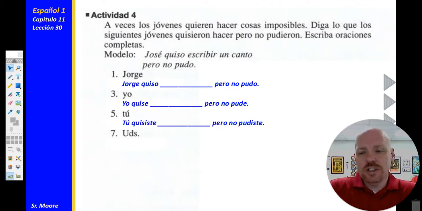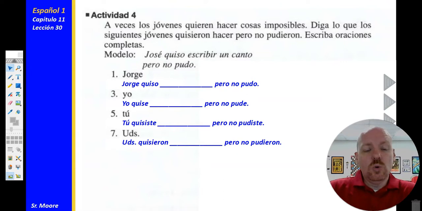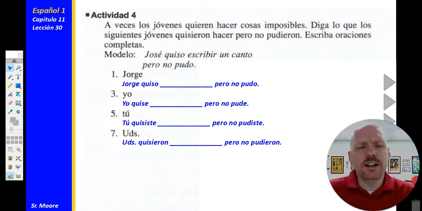Número 7. Ustedes. Ustedes quisieron conducir un tren, pero no pudieron. You all wanted to drive a train, but you couldn't. Whatever you want to put in the blank there, whatever infinitive, whatever action. The idea here is to make sure that you have those verbs conjugated correctly in the preterite tense. Any questions? Let me know.